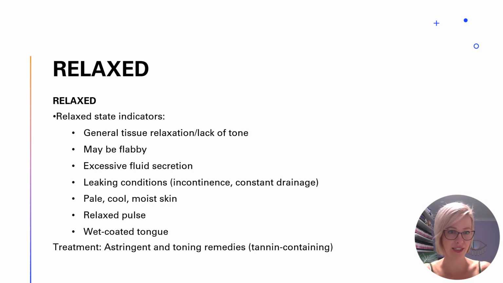And relaxed tissue state. You will see general tissue relaxation, lack of tone. They may be flabby or there's a flabbiness. Excessive fluid secretion, leaking conditions, so incontinence or constant drainage. So where sphincters and things are meant to hold tight, hold things in, they may not be doing that. Pale, cool, moist skin, relaxed pulse, wet, coated tongue. Treatment is astringent and toning remedies, so things that contain tannins.